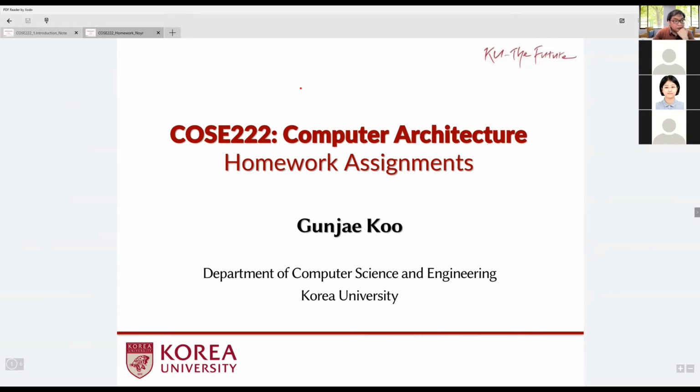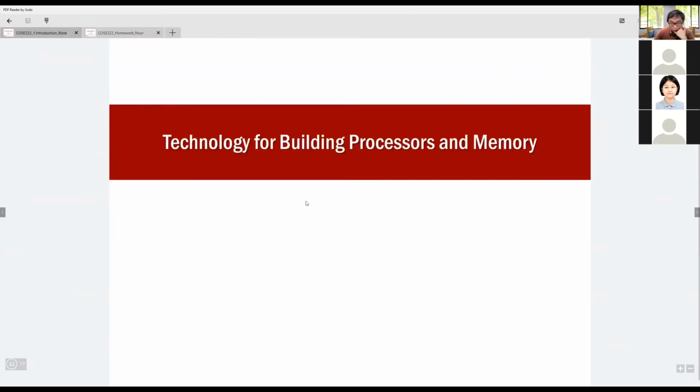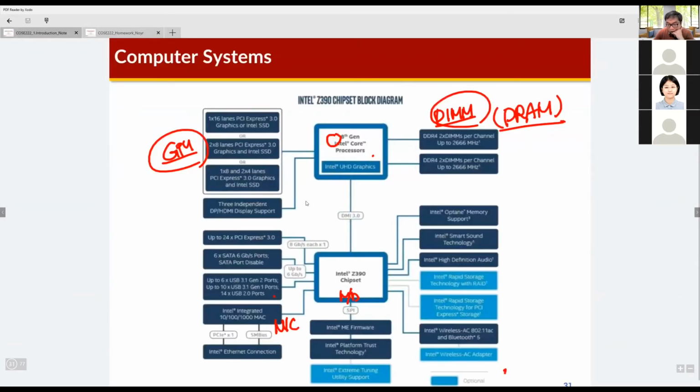MD. Where is MD? Sorry for my bad writing. It's a main board chipset. Actually, it's an MB. It's a main board. Yeah, so I have bad writing.